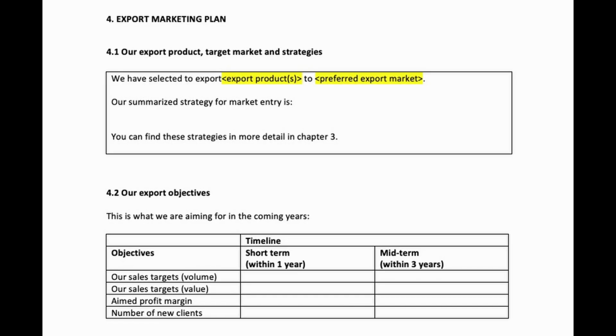Then finally, the last section, that would be the actual export marketing plan. We're going to conclude now everything that we've written down above. And here we are going to, in section 4.1, list our export product, our target market, and our strategies. So you're going to summarize basically the above exercises.